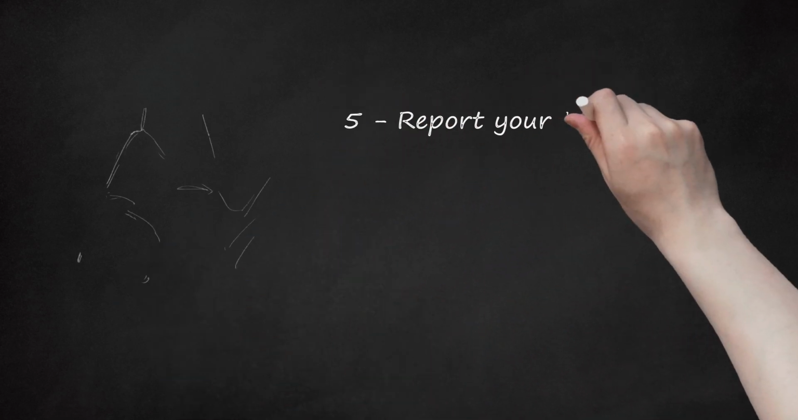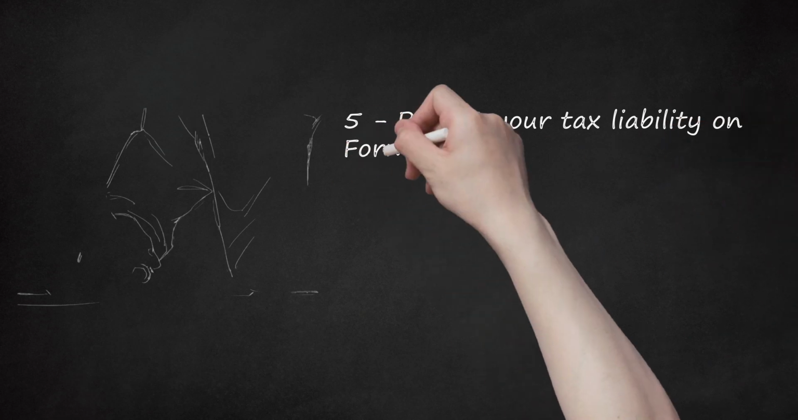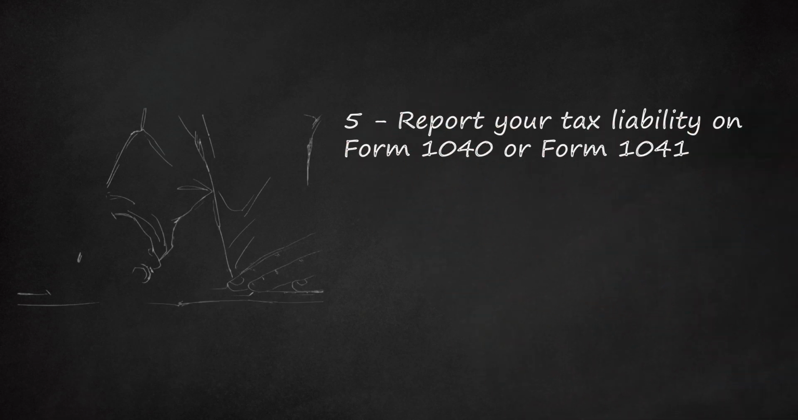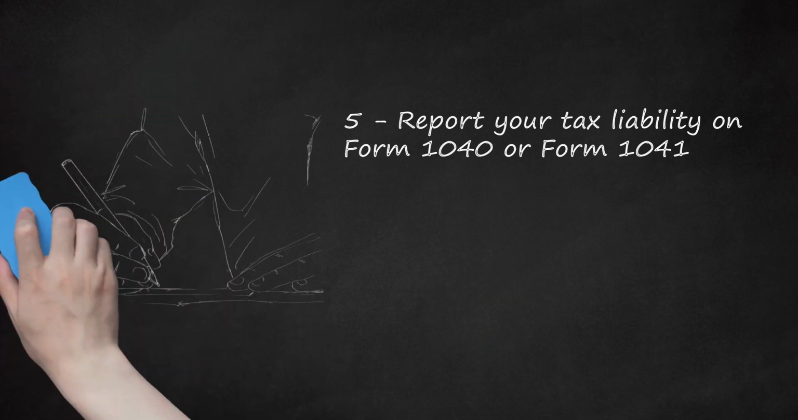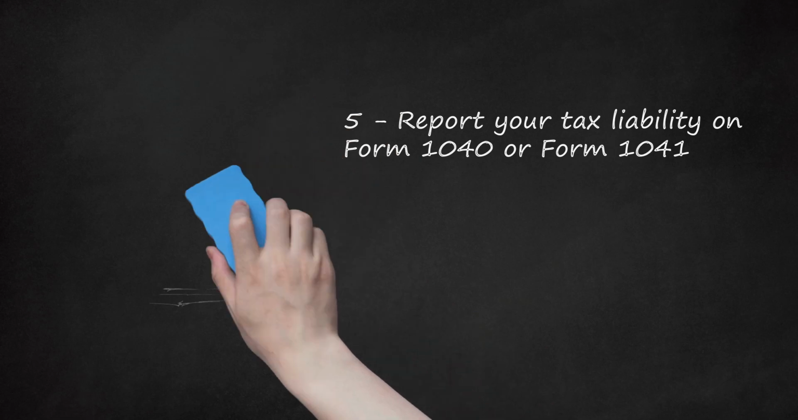5. Report your tax liability on Form 1040 or Form 1041. Once you have computed the NIIT, you will need to report that number on the applicable income tax return. If you are filing an individual income tax return, you will use Form 1040. If you are a trust or estate, you will use Form 1041. On Form 1040, you will input the NIIT on line 62. On Form 1041, you will input the NIIT on Schedule G, line 4.